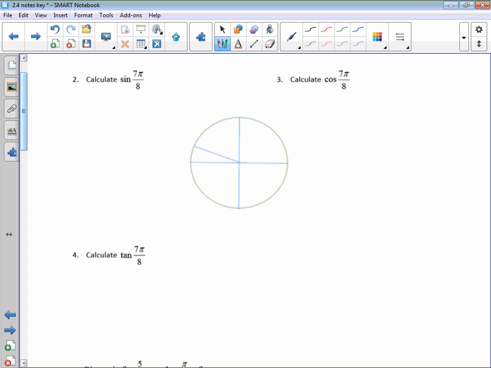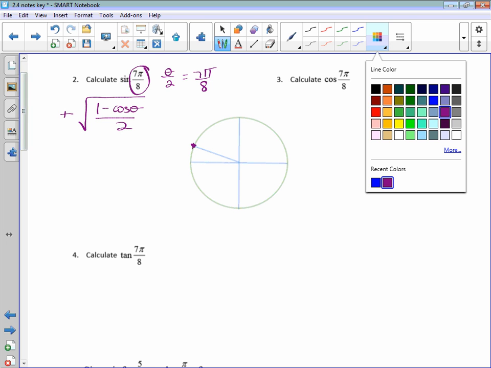Okay. First one we're going to do here is the sine of 7 pi over 8. So, 7 pi over 8 here, that is my theta over 2. Where is 7 pi over 8? The second quadrant. So, is sine positive or negative in the second quadrant? Positive. So, we are going to pick the positive of our formula.